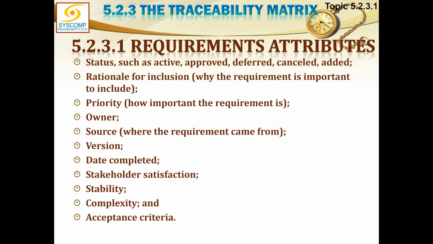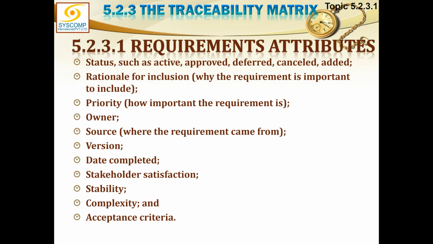Then we have the status. Is this requirement active or approved or deferred or cancelled or added? So these are the various shapes of the status. So status may be an attribute and it could have any one of these 5 values in it. Rationale for inclusion: why the requirement is important to include. What is the priority of this requirement? How important the requirement is.